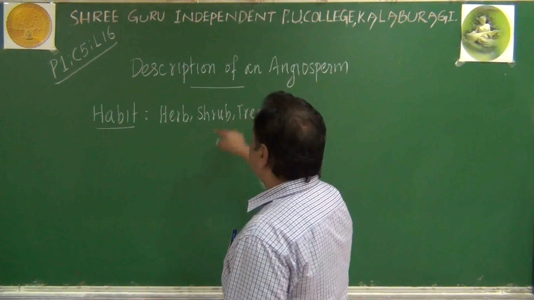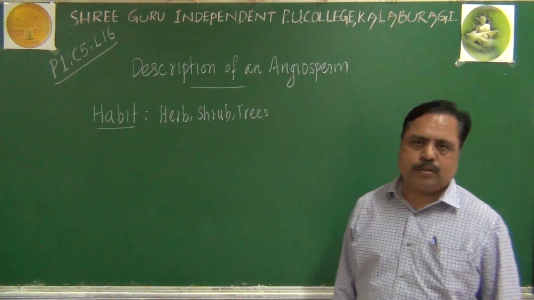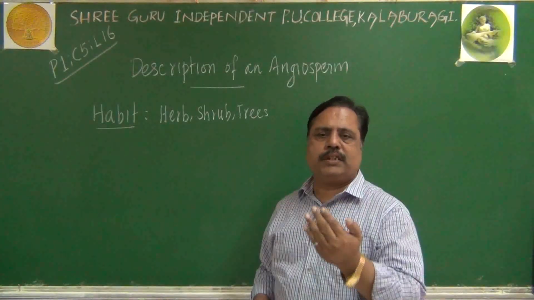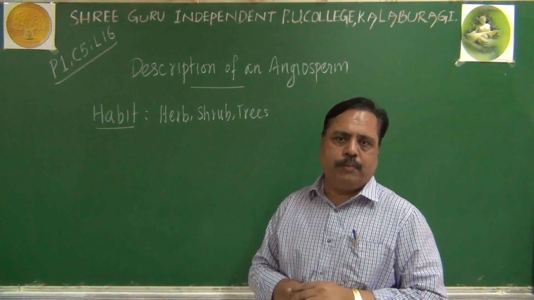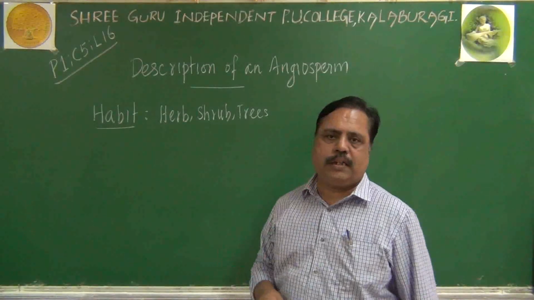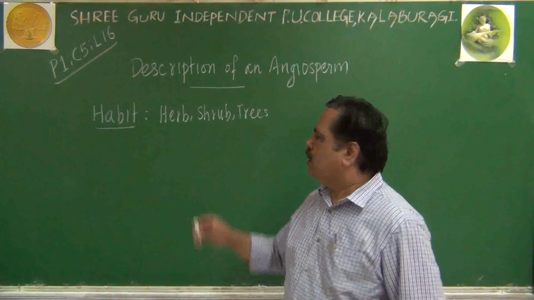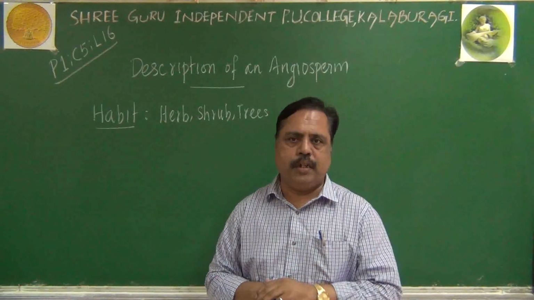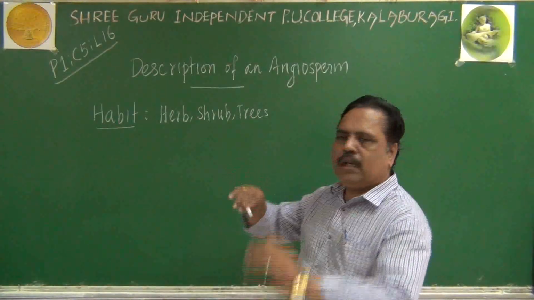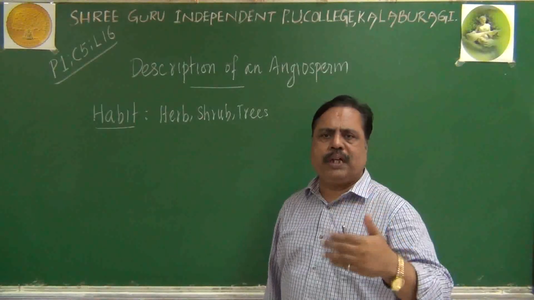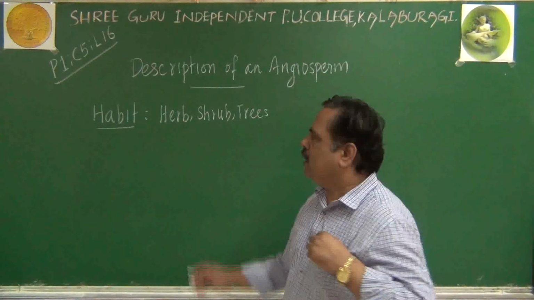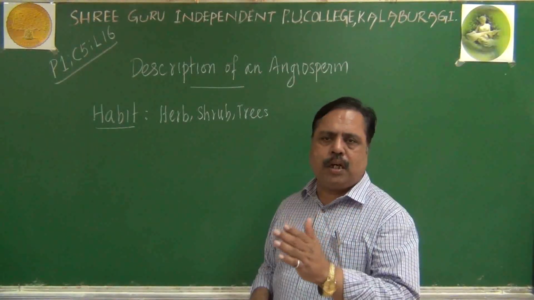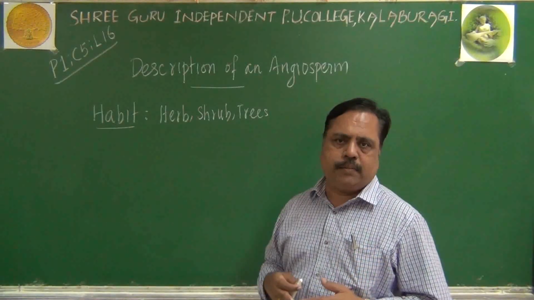Herb, shrub and tree you might have heard in the lower classes also. Whether that plant is a small plant with just millimeters or centimeters of height, it is called a herbaceous plant or a herb. Shrub means it has a medium height and is bushy in nature. Tree means very strong and woody in nature. They will produce branches and a strong stem. So that is regarding the habit of the plant. Whether it is a herb, shrub or tree, we can write here.